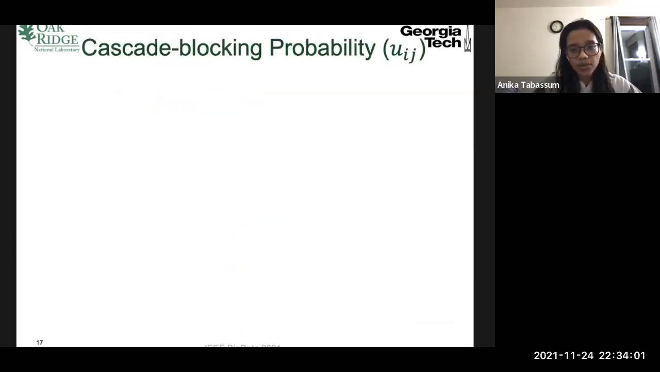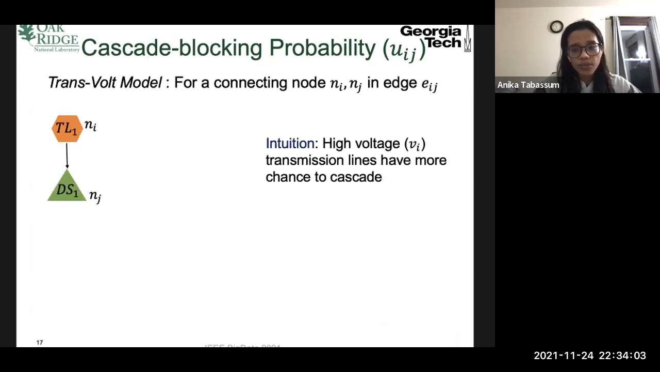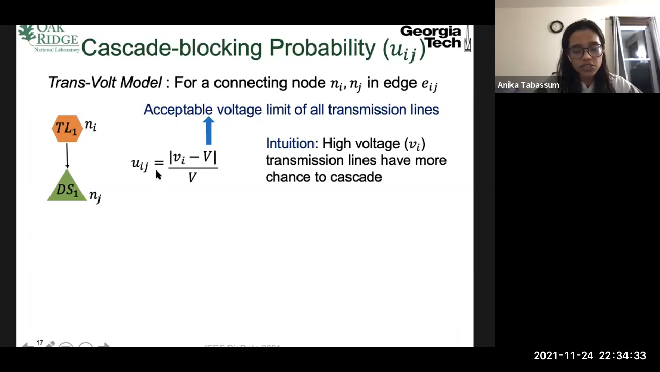Next comes our cascade blocking probability. The model depends on two different models, inspired from two different domain knowledge. First is the transverse model. This type of model is only applicable for the edge where only a transmission line is present. The domain knowledge is that a high voltage transmission line has more chance to cascade. This figure shows an edge connected to a transmission line and a distribution substation. We can identify a high voltage transmission line by a small difference of Vi minus V, where V is the acceptable voltage limit.